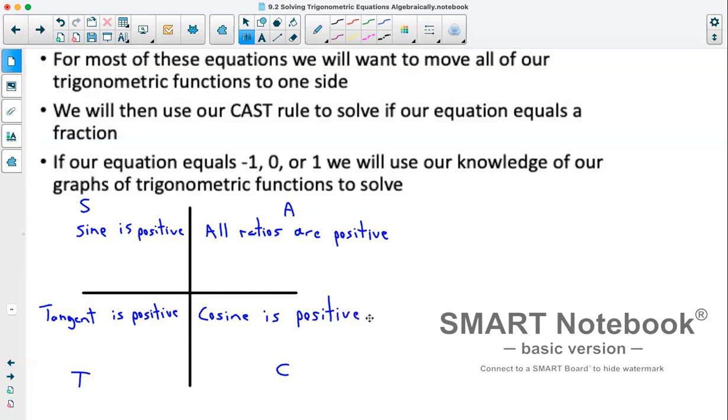So you'll notice that for every ratio, there's two quadrants where that ratio is a positive number. For sine, it would be quadrants 1 and 2. For cos, it'd be 1 and 4. For tan, it would be 1 and 3. Now, if each ratio is positive in two quadrants, it's also negative in two. For example, if sine is positive in these two, it's negative in these two. So that's our review of cast rule from grade 11.